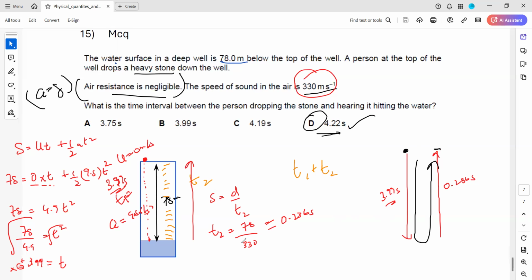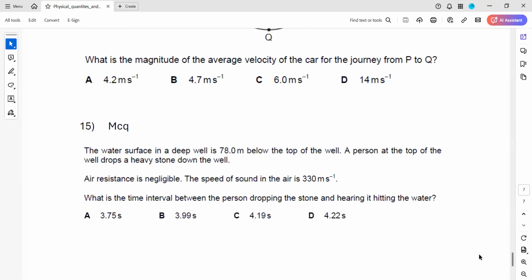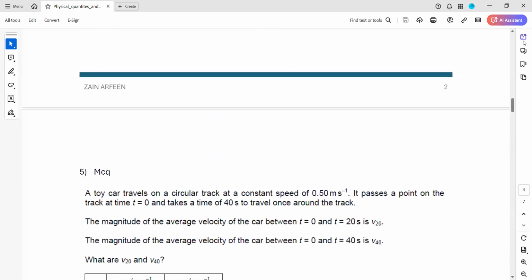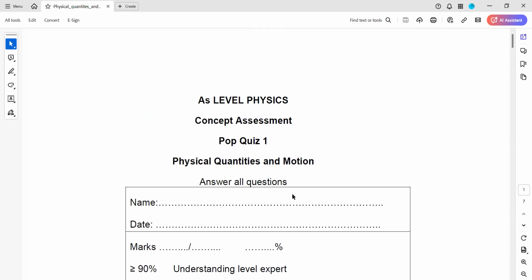Is it clear, this question? Yes. Anyone else having a doubt or want me to repeat? So this was a pop quiz, weekly pop quiz 1, which was related to the physical quantities.